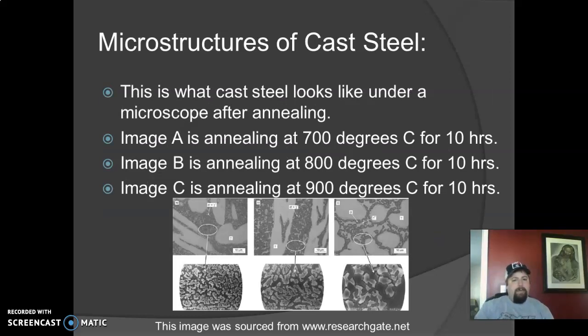This is a picture of cast steel microstructures after the annealing process. Image A is annealing at 700 degrees C for 10 hours. Image B is annealing at 800 degrees C for 10 hours, and image C is annealing at 900 degrees C for 10 hours. You can see the effects that temperature has on the grain. As you go from image A to B, you notice the grain size becomes much larger.